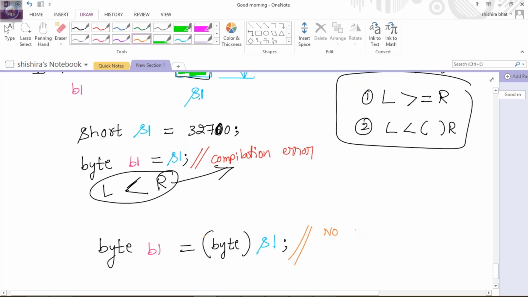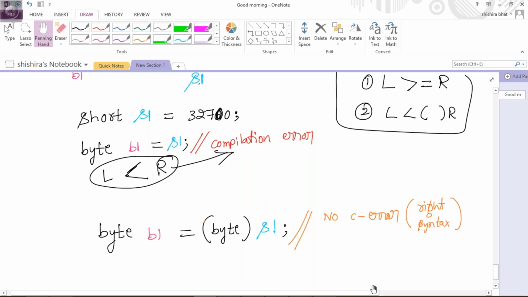So no compilation error. Why no compilation error? Right syntax. This is called right syntax. Syntax means your compilation rules. Everything is correct. But logically speaking, please observe, logically this is incorrect. Why logically incorrect? What is the data stored here?